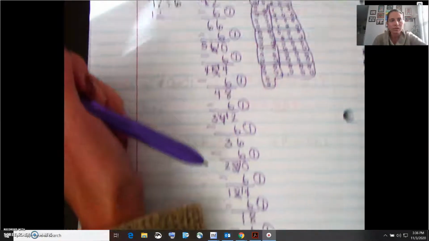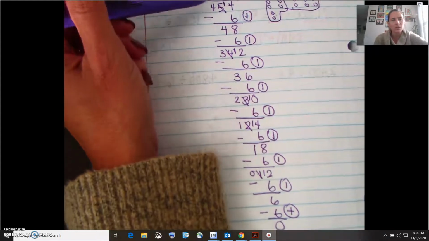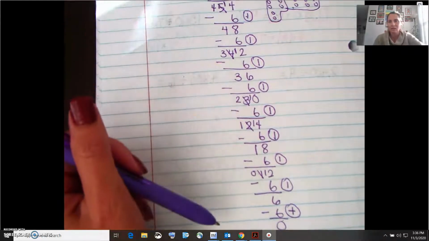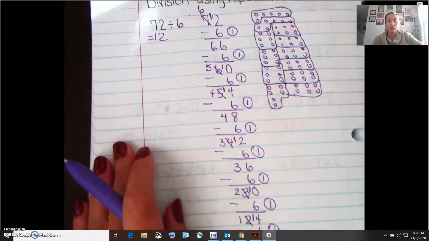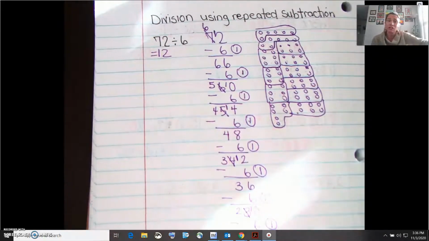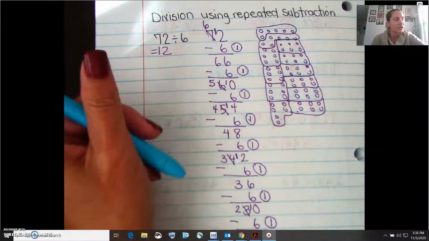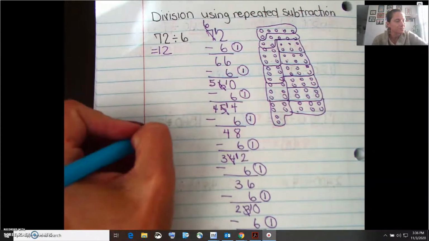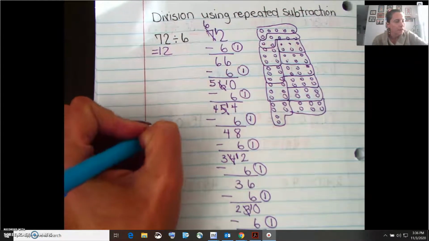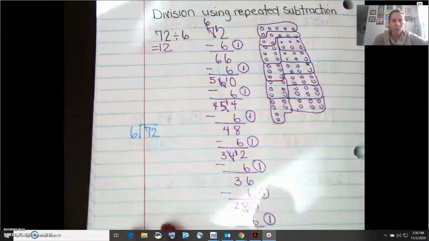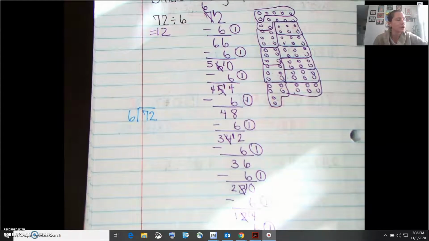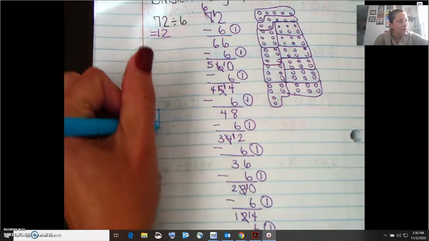Now what do you notice? When we start using our big numbers, does that take a long time? It does. So we are going to use a different strategy that uses some of the things that we've learned before. So we're still going to take our 72 and we're going to write it this way, divided by 6. Okay? So what we're going to do is we're going to draw a line right down here.